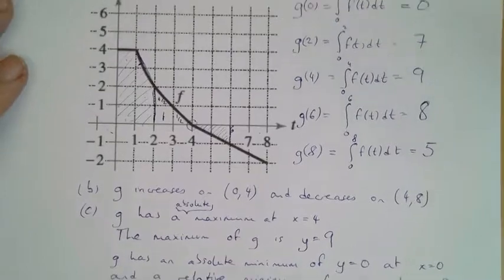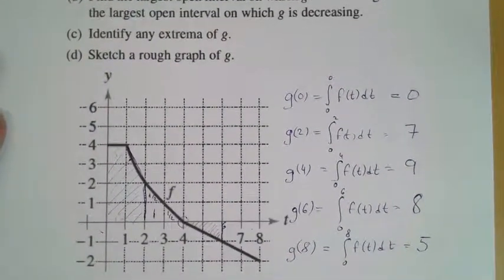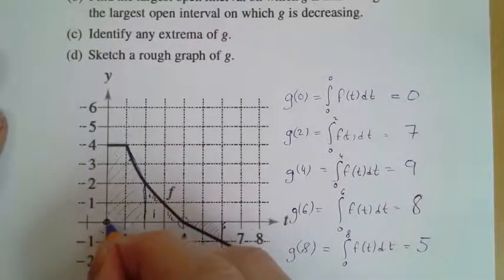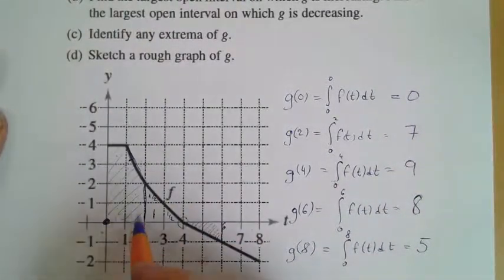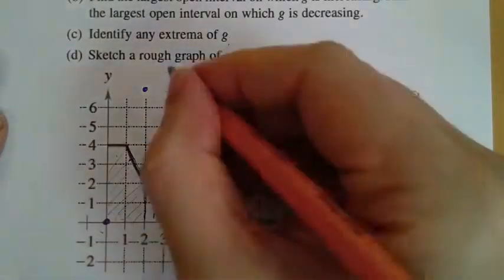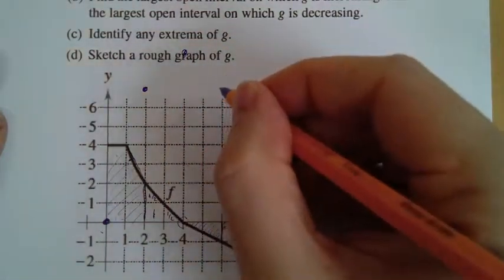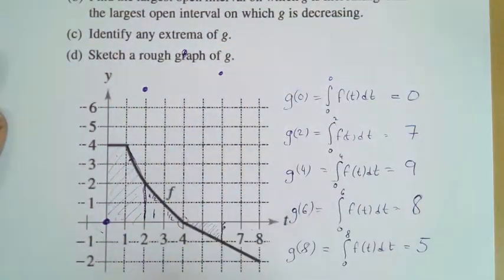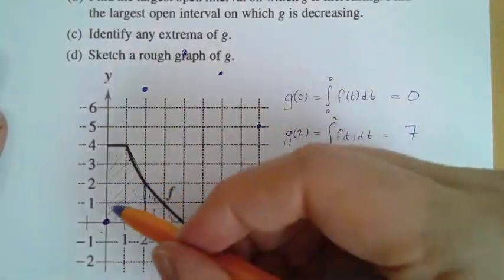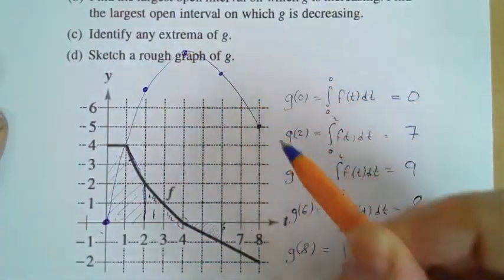All right, so finally question D, sketch a rough graph of G. We have plenty of points that we can place on our graph. G of 0 equals 0, G of 2 equals 7, G of 4 equals 9, G of 6 equals 8, and G of 8 equals 5.